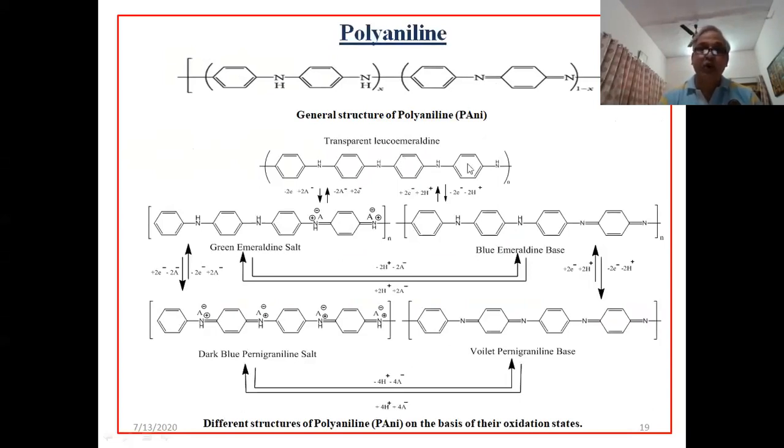When we dope it with ions, we get the blue emeraldine base and the green emeraldine salt. We get emeraldine salt to base and base to salt by different percentages of doping, and emeraldine base to pernigraniline. The color of emeraldine salt is green, emeraldine base is blue, pernigraniline base is violet, and pernigraniline salt is dark blue. So the color changes due to these processes, and we use this color changing property in electrochromic devices.